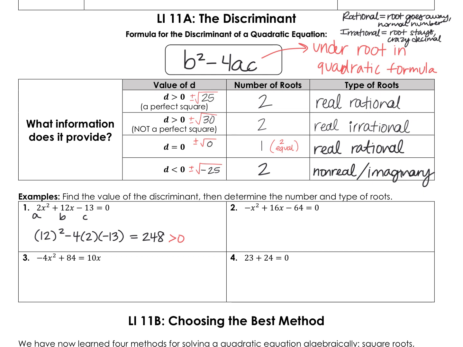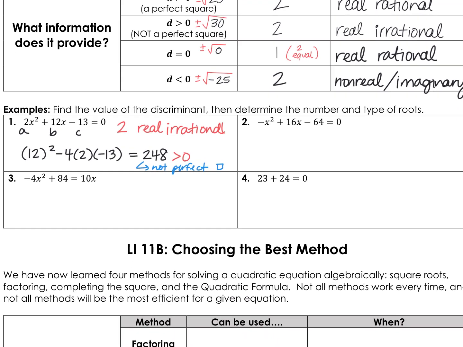So you get 2 answers because it's greater than 0. They are real because it's greater than 0, but they are irrational, because this is not a perfect square. Okay? Sorry, it's kind of small. I'll zoom in.